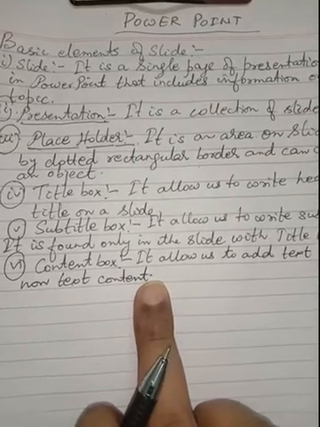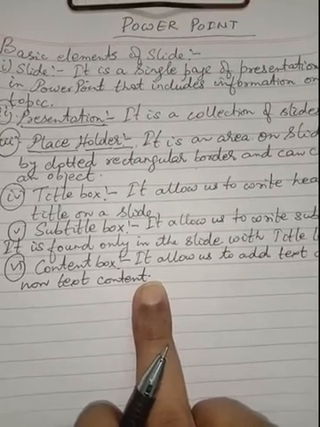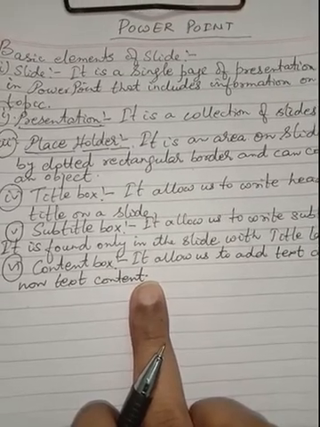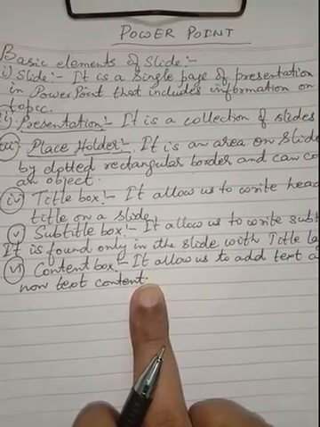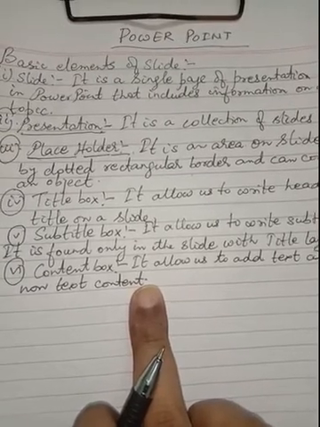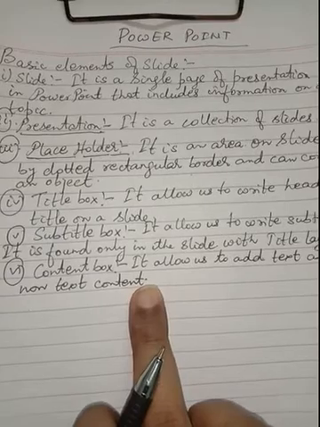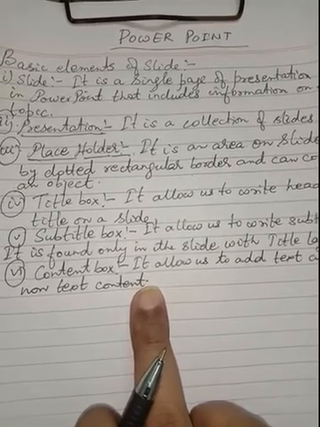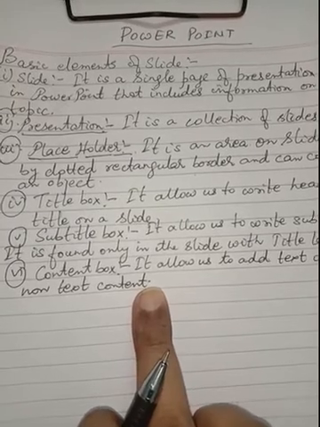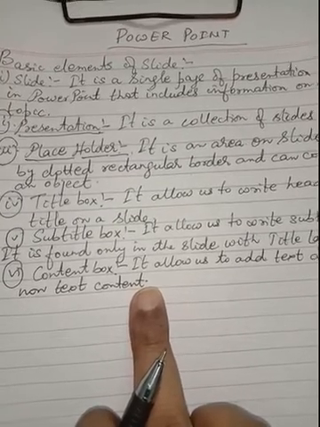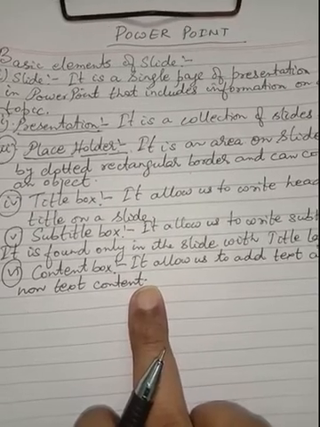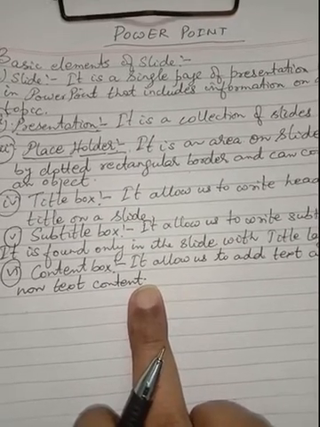To add text in this box, we have to click anywhere in the box and then we can start writing. To delete it, place the mouse pointer on the dotted border of the placeholder. It changes to a cross with arrows. Click on the border to select it and press the delete key to delete it.